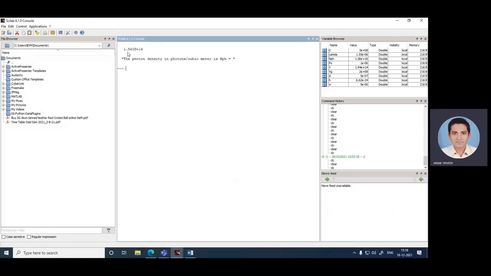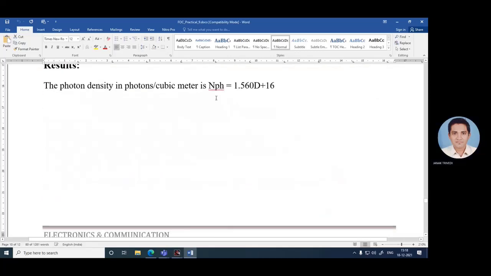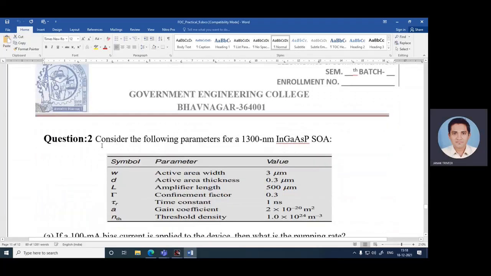The result is 1.56 e raised to 16. The photon density in photons per cubic meter is this particular value. So this is the answer of this particular example. Same is printed.